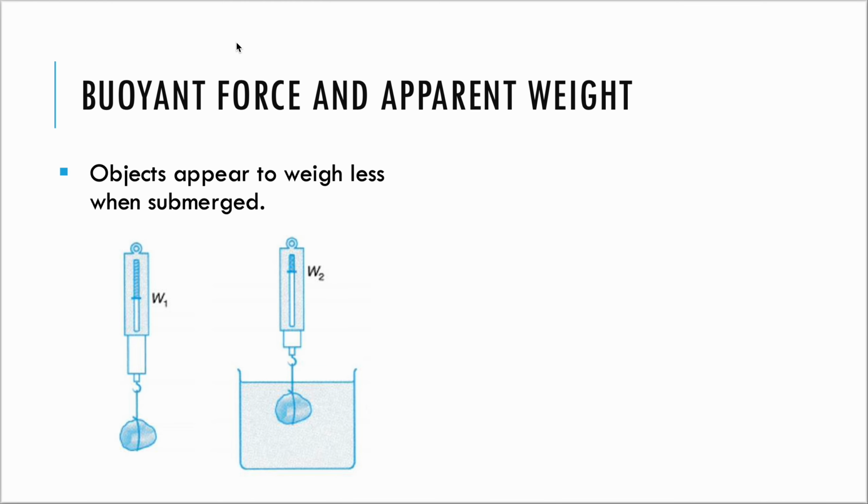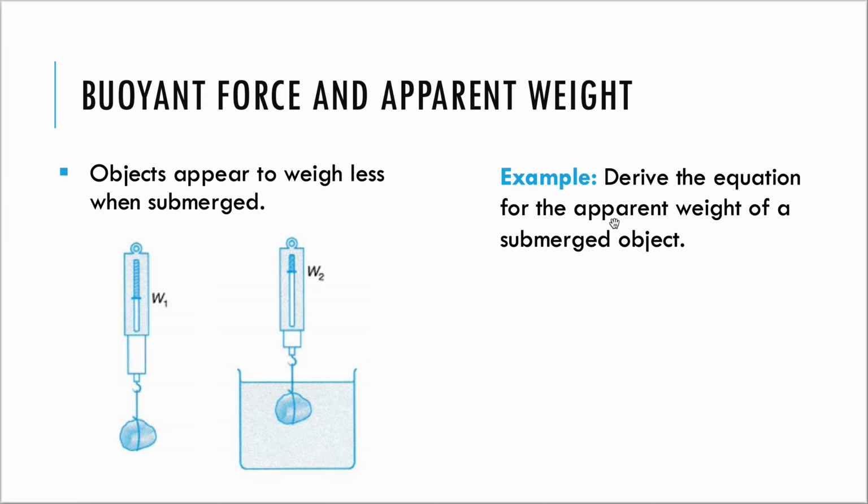Next up is buoyant force and apparent weight. Objects appear to weigh less when submerged, so that means that their apparent weight is less than the actual weight. So let's look at this example, which just tells us that we need to derive the equation for the apparent weight of a submerged object.